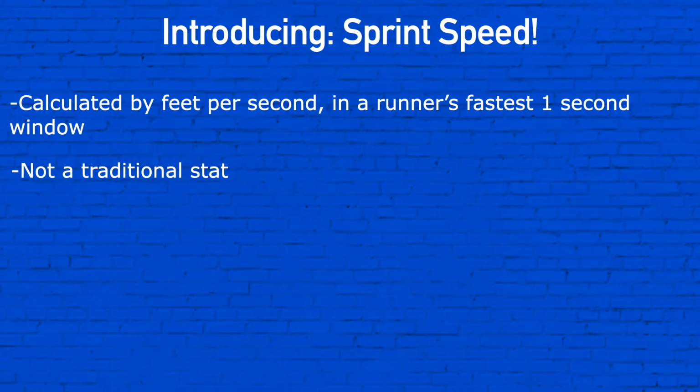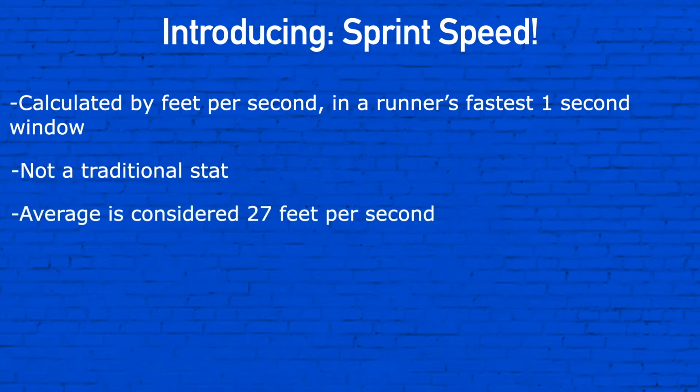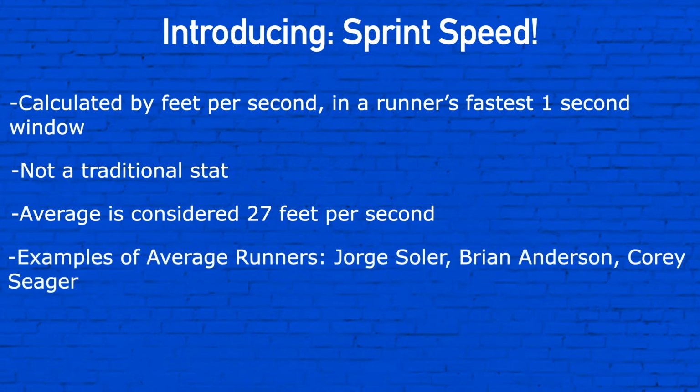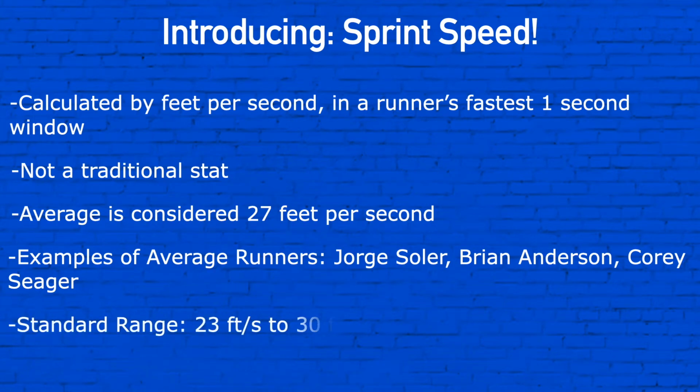The league average on a competitive play is considered 27 feet per second. Some notable players that land in the average would be Jorge Soler, Brian Anderson, and Corey Seager, all players that have their specialties and other tools. Baseball Savant defines the specific range to be from 23 feet per second to 30 feet per second.